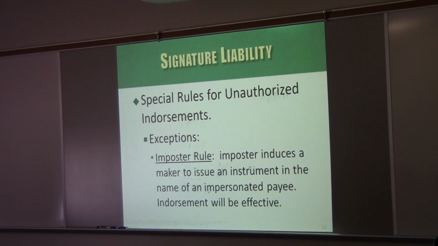The impostor rule: if an impostor induces a maker to issue an instrument in the name of an impersonated payee, the endorsement will be effective. And that makes sense, Katie, from the standpoint that the UCC wants commercial activities to flow.